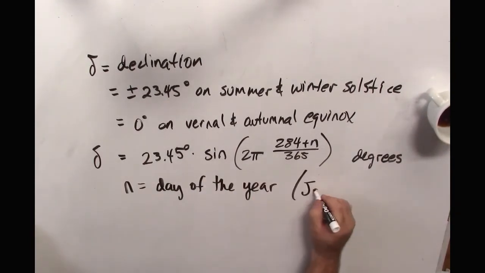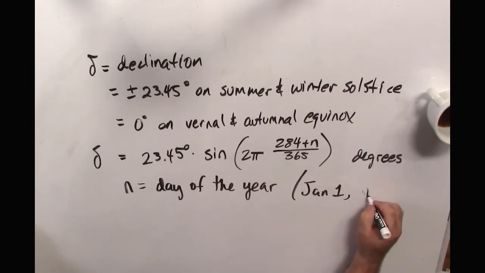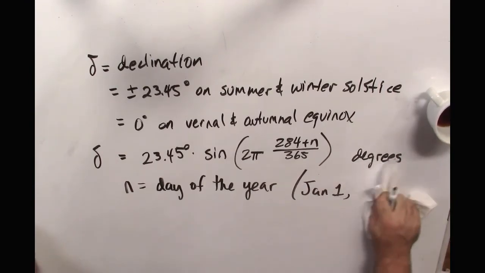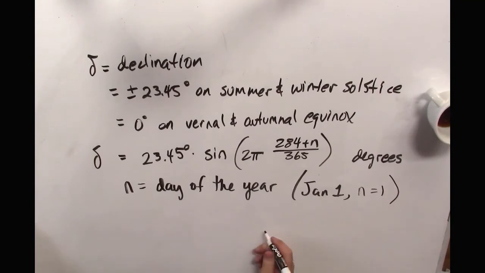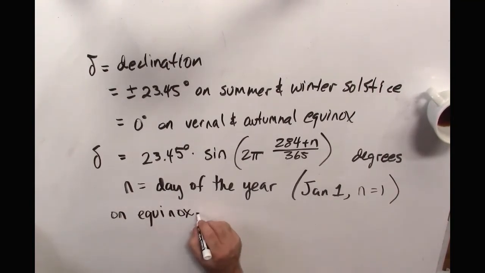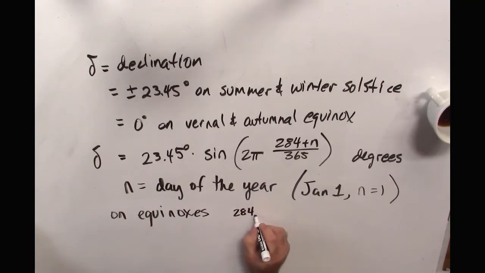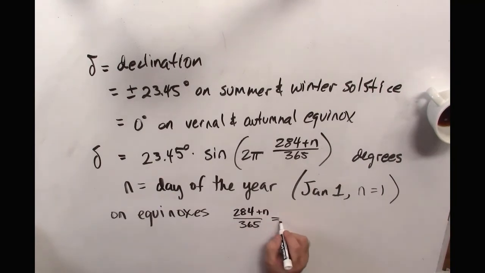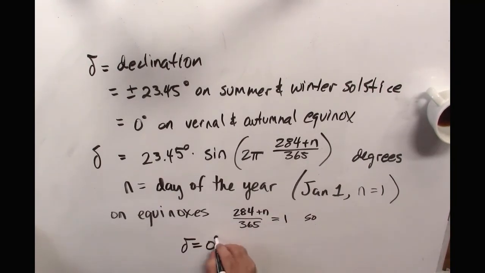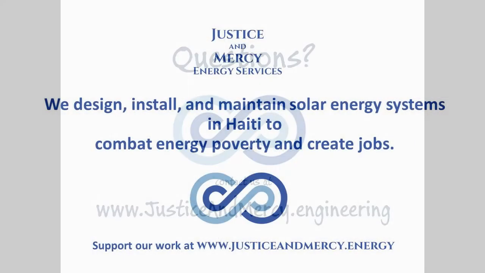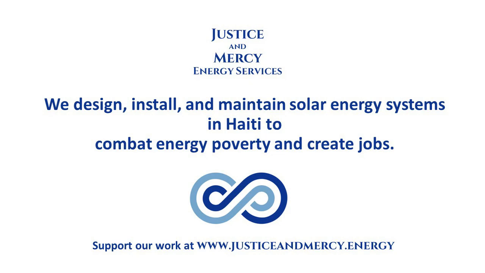N is the day of the year, so that January 1st, for example, would be N equals 1. Now on the 2 equinoxes, it's going to be either 2 pi or 2 pi times 1.5. So on the vernal equinox, it's (284 + N) divided by 365 is 1, and on the autumnal it's 1.5. Either way, the declination results in 0 on the equinoxes.